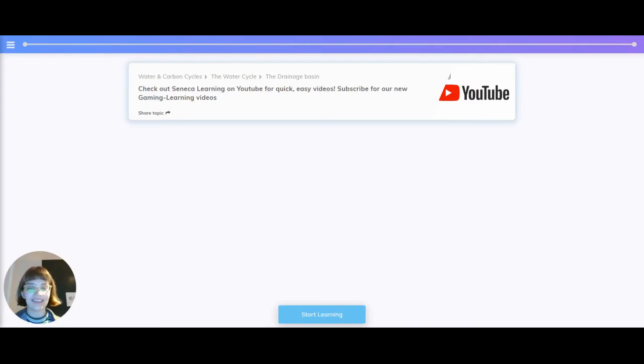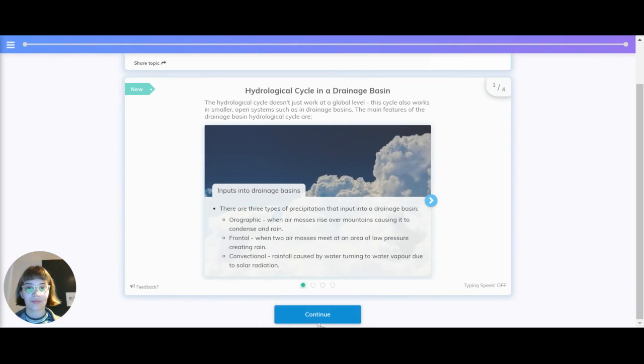Hi there, let's take a look at the drainage basin. Hydrological cycle in a drainage basin. The hydrological cycle doesn't just work at a global level. The cycle also works in smaller open systems like drainage basins. There are different features of the drainage basin hydrological cycle.